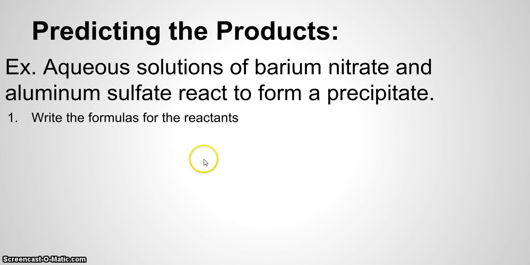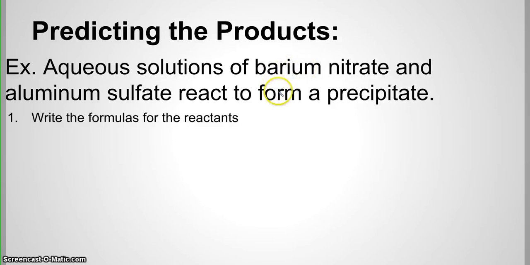So the first thing we want to do is figure out what our reactants are. So, barium nitrate and aluminum sulfate. We need to figure out what those formulas are so we can write them in our balanced equation. So you're going to need your periodic table. If you don't already have it out, go ahead and get it out. And we're going to take a look at the charges of the ions and put them together to make compounds.